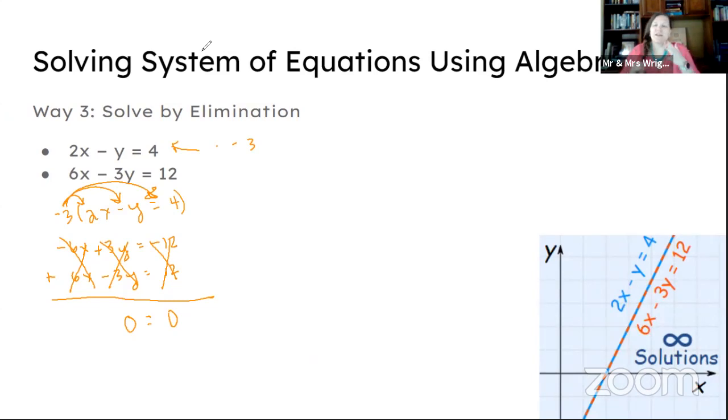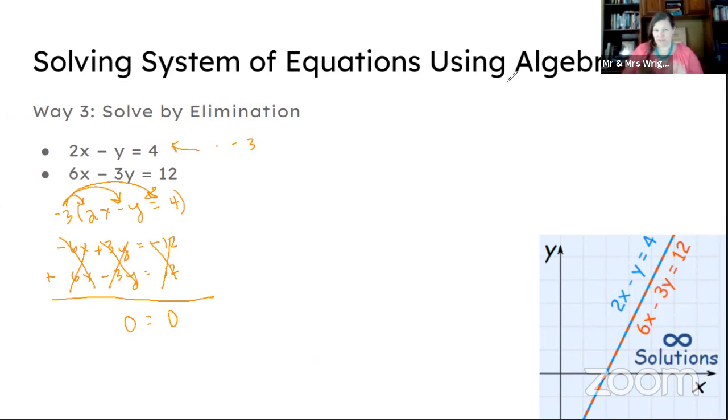So you can see the graph, the blue graph is 2x minus y equals 4. The red graph is 6x minus 3y equals 12. And they're graphed right on top of each other. It's tried to illustrate that with dashes. That's not like the dashes of the greater than or less than. That's just so you can try and see that they're the same line. So this has infinite solutions.